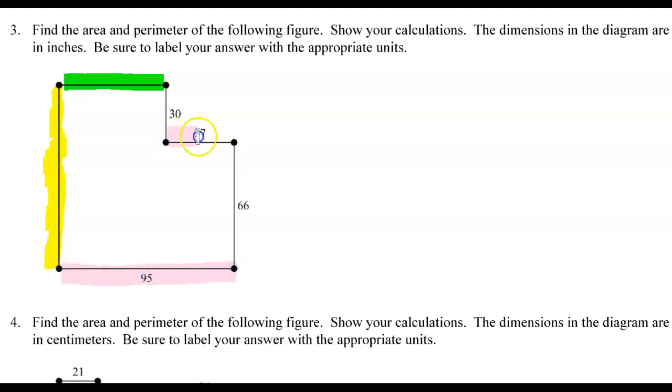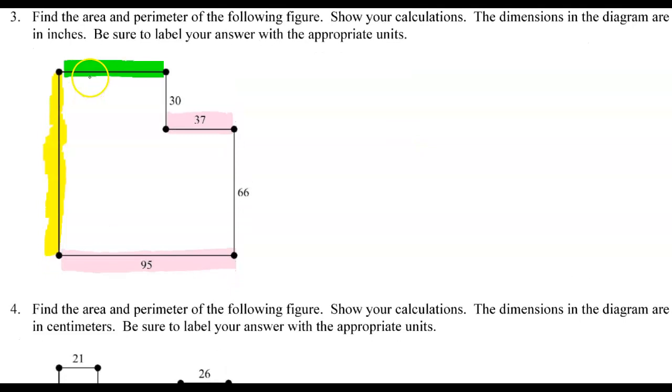I know the other horizontal piece is 37. So to find the green piece, I could subtract 95 minus 37. And doing that, I get 58. In order to find the yellow piece, I know the one vertical piece is 30 that I just highlighted in blue. This other vertical piece is 66. So to get the yellow piece, I could do 30 plus 66. And doing that, I'll get 96.